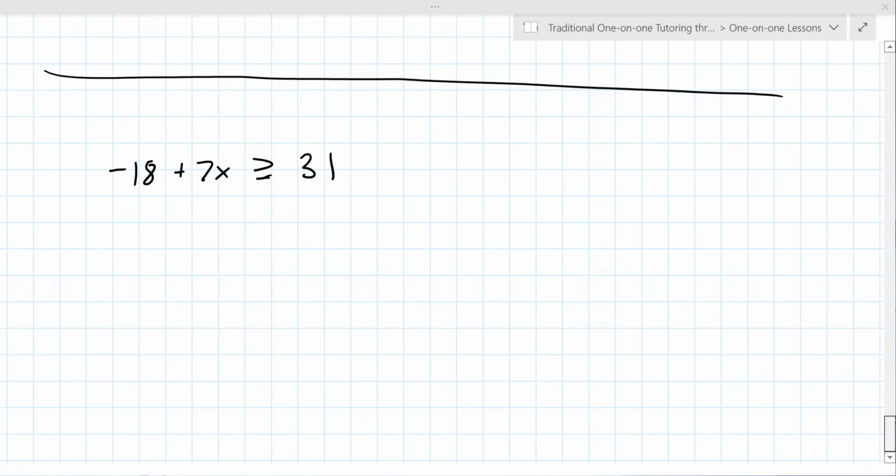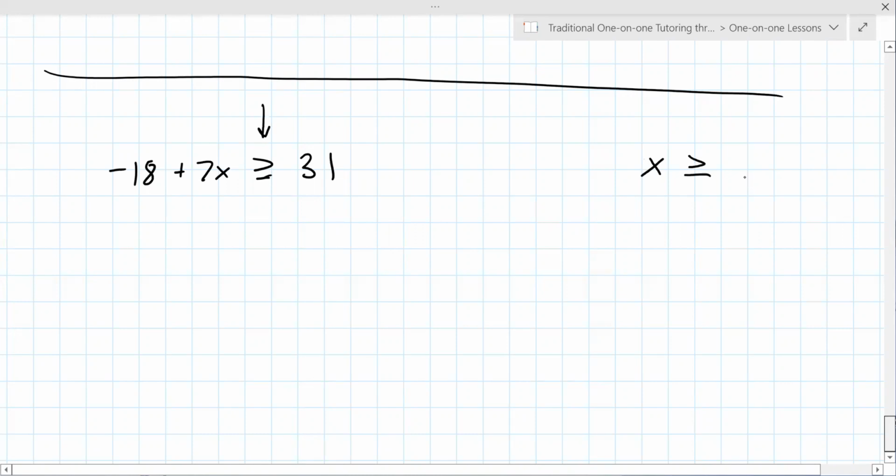How are you doing on this one? I think I figured it out. Okay, what is your final answer? X, was it less or equal to? You've got to tell me. Are you asking what this symbol is? Okay, this is a greater than or equal to. It's x greater than or equal to 7.